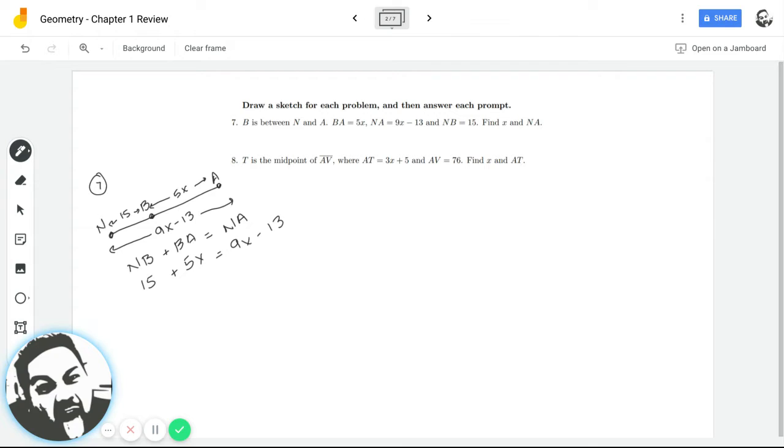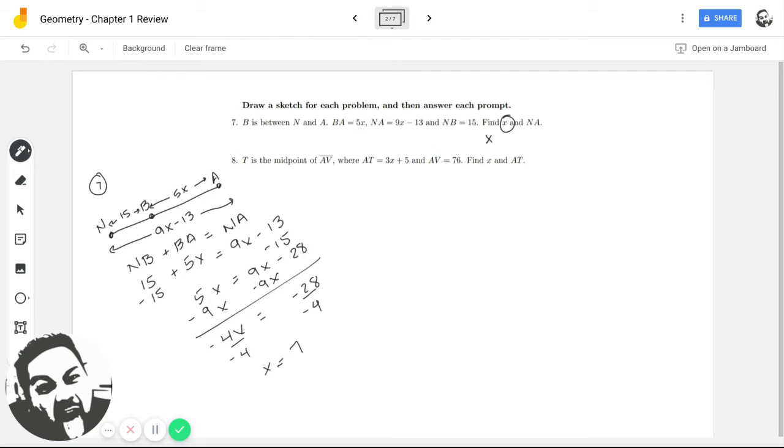All right, now we're going to solve this. I know you guys generally like to solve by getting rid of the 13 first or the 15. So that's what I'm going to do. I'm going to take away the 15. I'm not a huge fan of doing it that way, but most of you do it that way anyway. So we get 5x equals 9x minus 28. Next, I'm going to get rid of that 9x from both sides. So we're taking that 9x away. And this gives us negative 4x is equal to negative 28. Divide both sides by that negative 4. And we get x equals 7. Now that answers this question. Find x. x is 7.